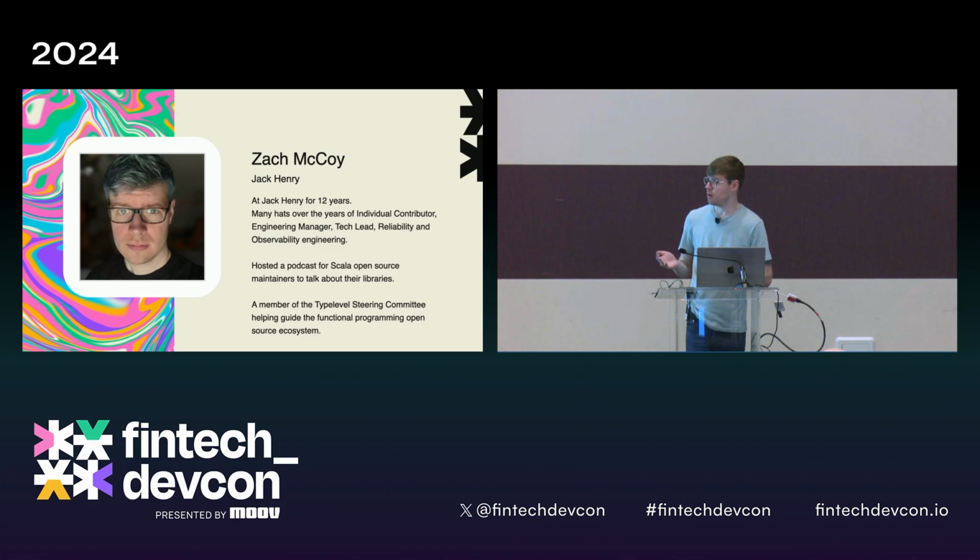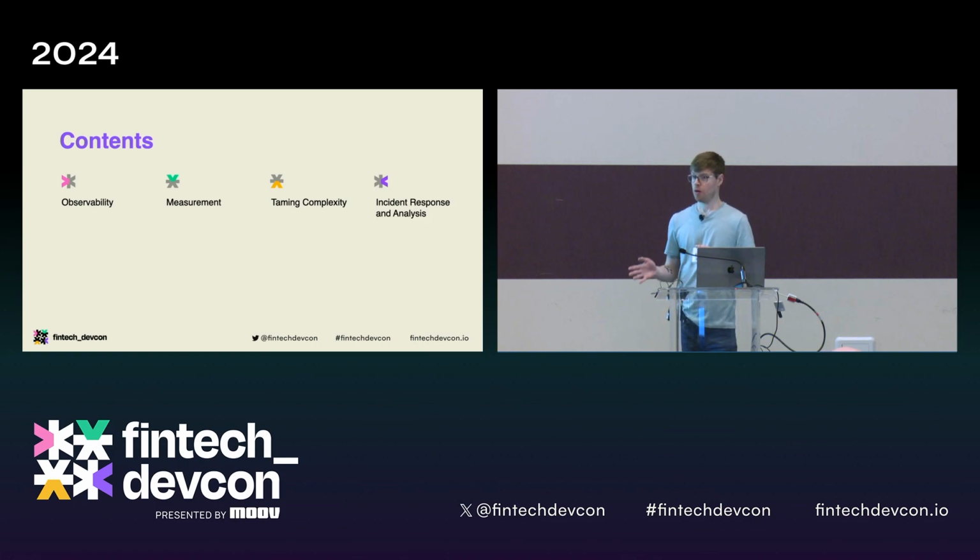So my name's Zach McCoy. I've been at Jack Henry for 12 years, including acquisition from Banno. You might know Banno from what Wade did before. I've worn a lot of hats. I've been an IC, engineering manager, tech lead, reliability engineer. I've done observability. I've been through the gamut, but usually I'm in the Scala open source space. I did a podcast for a while, as well as being one of the Typelevel steering committee maintainers and help steer the open source programs for Scala.